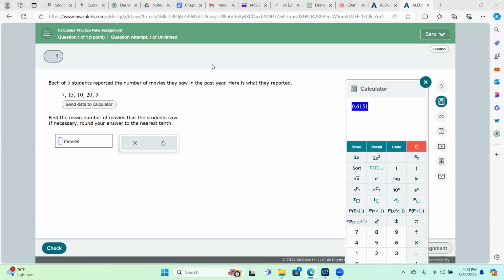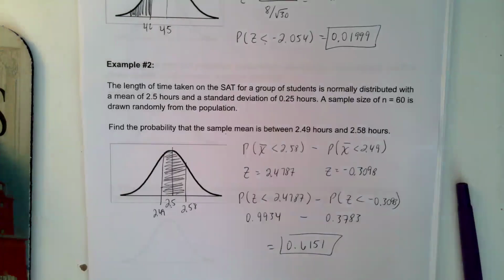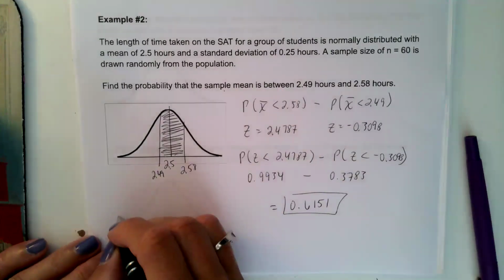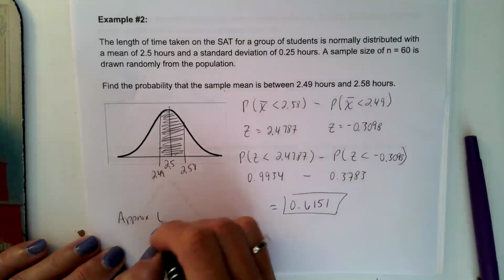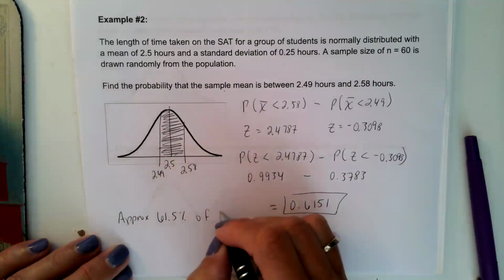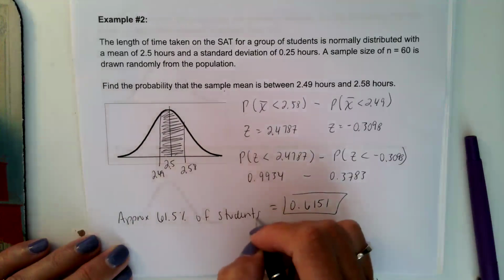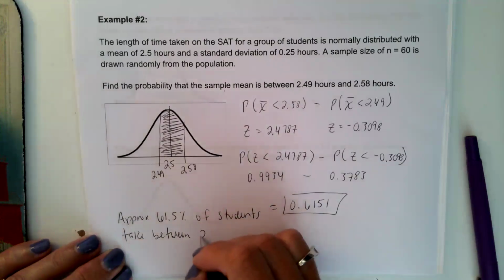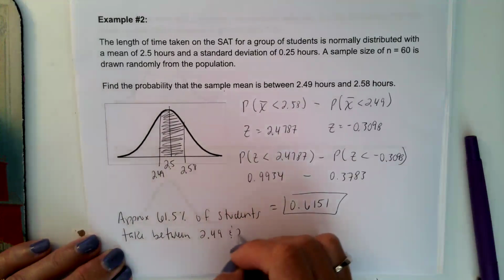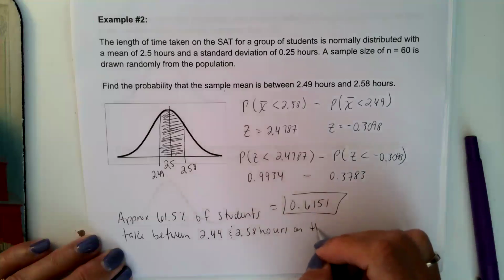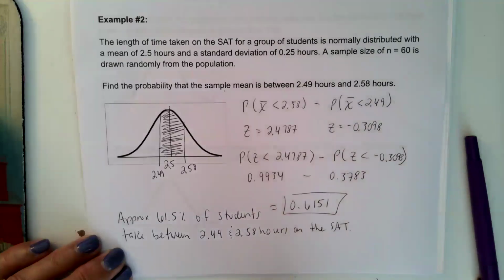And of course, I'm going to share my paper so you can see all the work that we've done together. And let's just interpret this together. So approximately 61.5% of students take between 2.49 and 2.58 hours on the SAT.